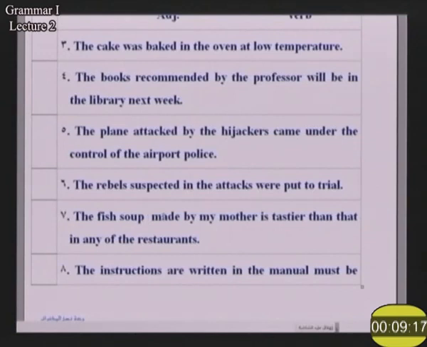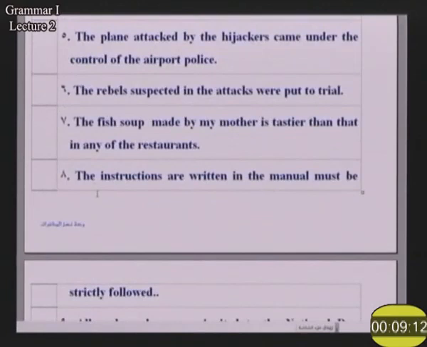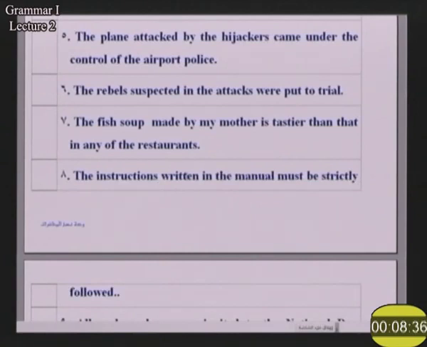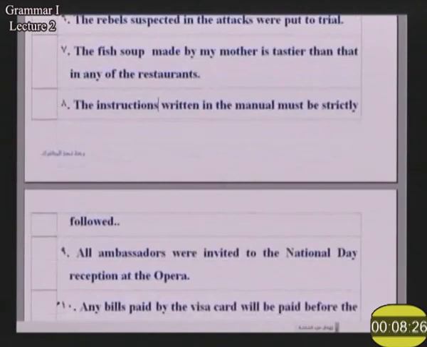Let's look at number 8. The instructions are written in the manual must be strictly followed. Instruction subject are written verb. Must be followed, another verb. One of them should be a verb and the other should be an adjective. The instructions written in the manual في الدليل دليل بتاع إني أشغل تلفزيون أشغل كمبيوتر حاجة يبقى the instructions written in the manual written هنا بتبقى هي past participle used as an adjective. Must be strictly followed, must be followed is the verb in the sentence. طيب let's look at number 9.